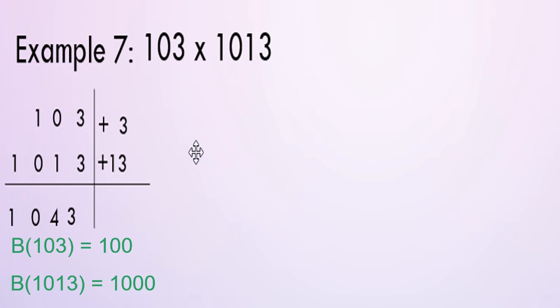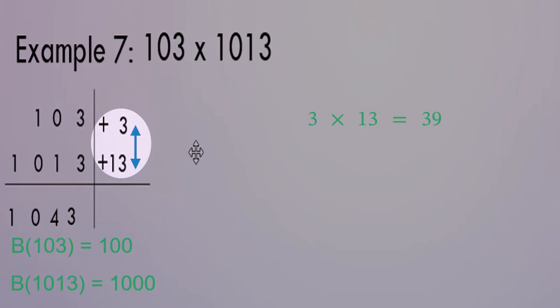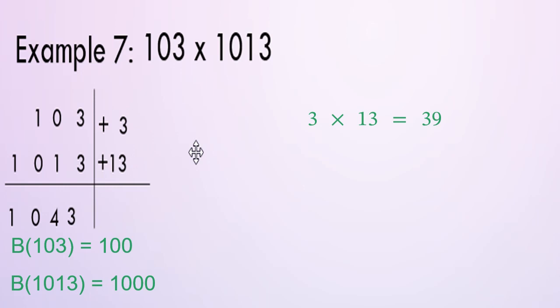Step 3, which is multiply vertically on the right-hand side. Here we have plus 3 and plus 13 on the right-hand side of the vertical line, so multiply plus 3 and plus 13, which gives us plus 39. And write 39 in the answer line on the right hand side of the vertical line. And we have our final answer as 104339. Please note that the number of digits on the right hand side of the vertical line should be equal to the number of zeros in the smaller base.